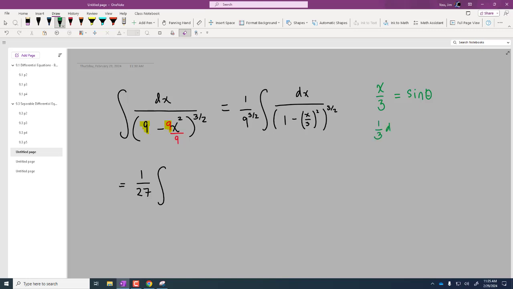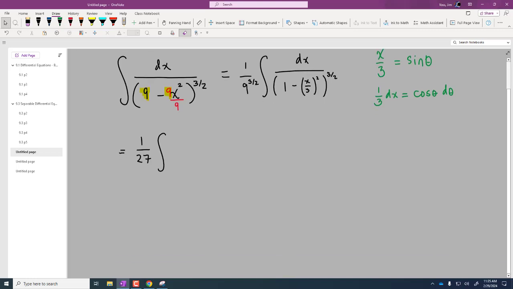So we take our derivative here. We get 1/3 dx is equal to cosine of theta d theta. Now we should be able to substitute, and in the numerator we have a dx. If we look at our dx equation here, multiply both sides by 3, that'll give us dx to be 3 cosine of theta d theta. And then in the denominator, 1 minus sine squared, which is cosine squared. Let's write that first. So we have cosine squared of theta, all that's raised to the 3 halves power.